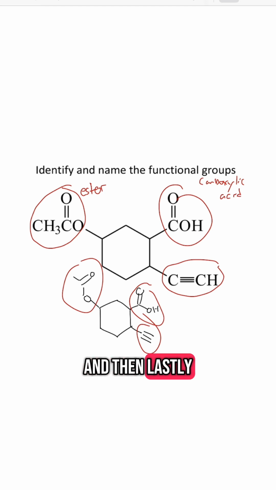And then lastly, we have this group right here, which is a carbon 1, 2, 3 triple bonded to another carbon, which is an alkyne. And then, like I said in other videos, this right here is a ring, obviously, but I personally don't count that as a functional group in and of itself.